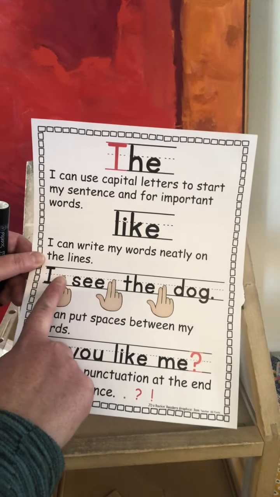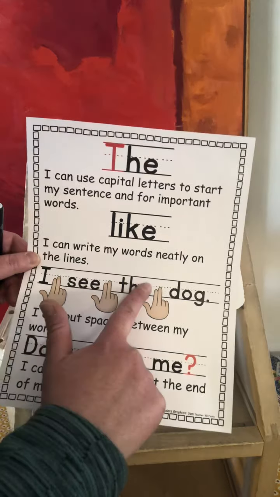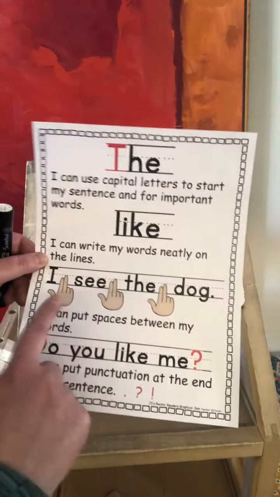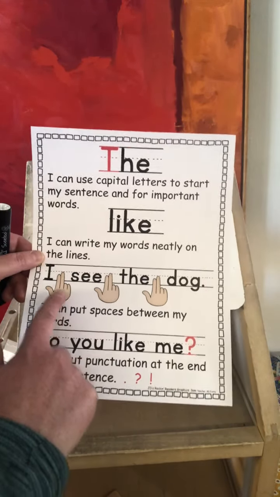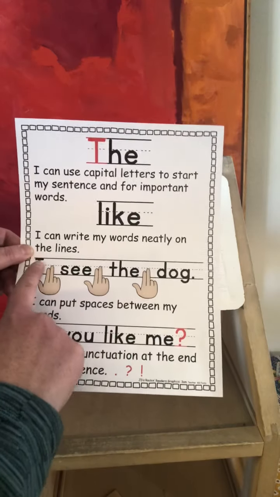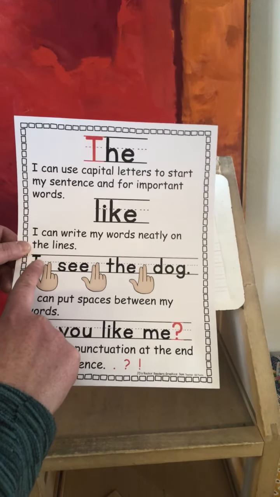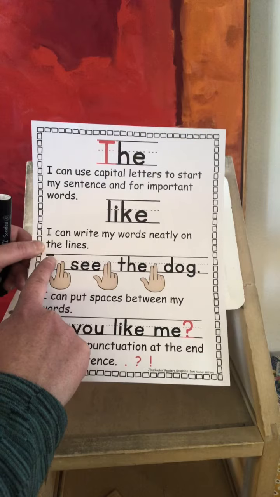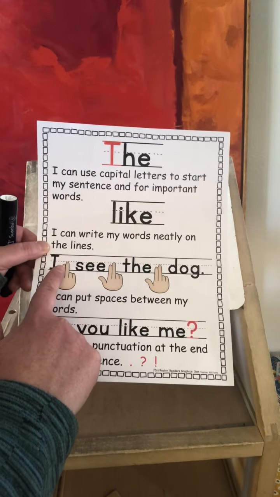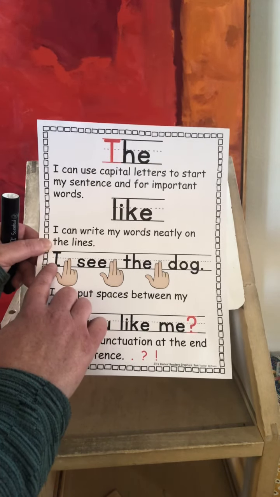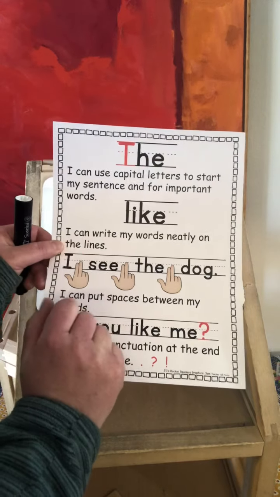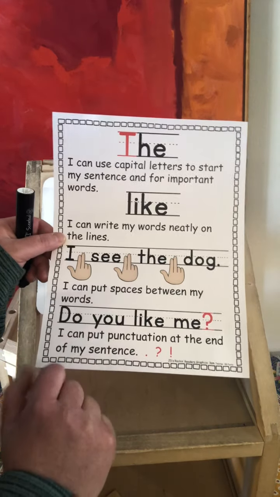Then I want you to make sure that you are using finger spaces. That was a big thing before we left school. Otherwise, it looks like one big old sentence, and that doesn't make sense for our reader. We want to make sure that they can read what we're writing. So make sure that after each word, you put your fingers in and you make sure you have a space.